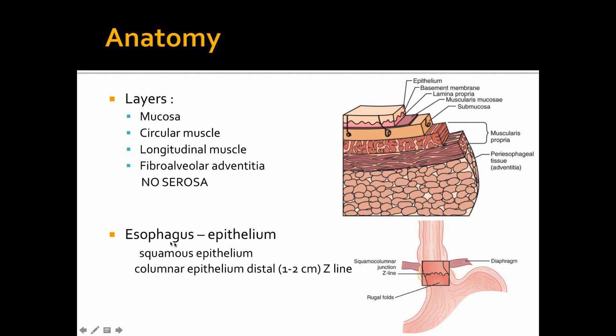As we said before, it's squamous epithelium lining the esophagus. There is a Z-line, or a junction between the esophagus and the stomach, where the squamous epithelium changes to columnar epithelium with goblet cells. This is the normal transition zone, and it coincides with your lower esophageal sphincter and your diaphragmatic hiatus, and usually occurs around 40 centimeters from the upper incisor when you're doing an endoscopy.